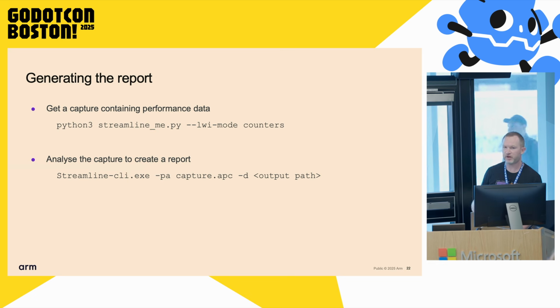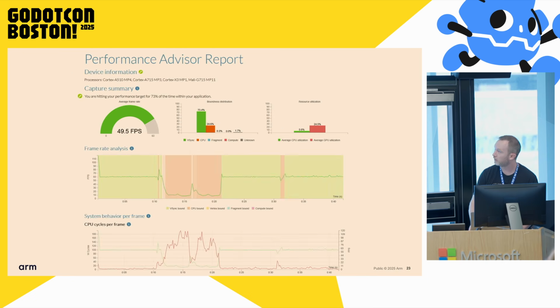To generate a report, you run some Python. This lives inside the ARM Performance Studio folder, a couple of levels down. You run that first, it does the capture and stores it on your computer. Then you run this Streamline CLI, .exe if you're on Windows, not .exe if you're on Mac. And then it'll process it and make a report that looks like this.